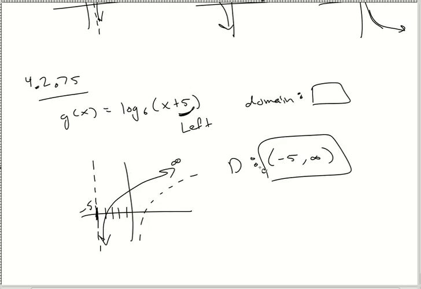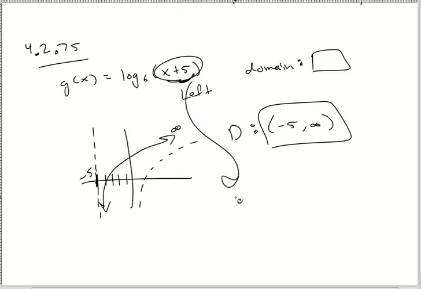How do I find that otherwise? You could just take the inside and solve for x, by the way. Take the inside equal to 0, solve for x. There you go. Again, that's a vertical asymptote, but it's the start of your graph as well.